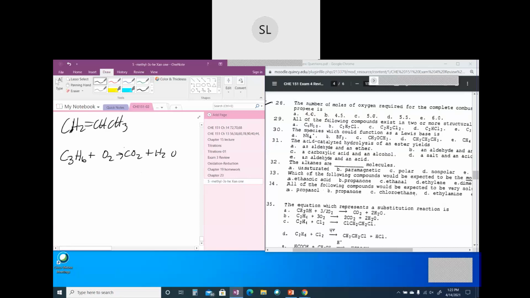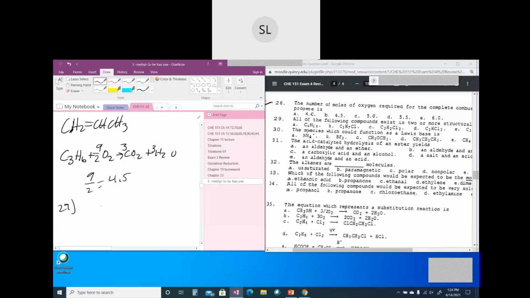You have 3 carbons, you need 3 CO2s. You have 6 hydrogens, you need 3 H2Os. You have 6 oxygens plus 3 oxygens, so you have 9 oxygens. So you need 9 halves for the number of oxygens on the left. And 9 halves is 4.5. So that is your answer for 28. 29.